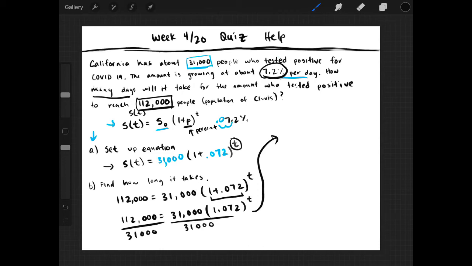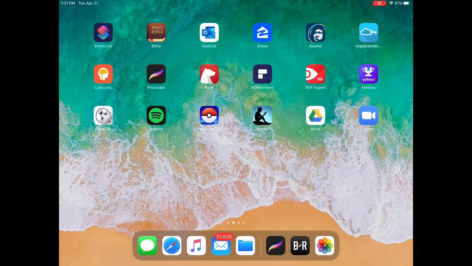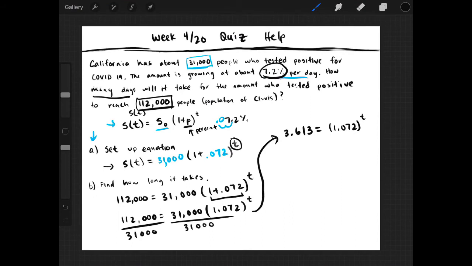That gives us 3.6129. Let's just go 3.613 equals 1.072 to the power of t. So we've gotten it to this point where we have it in exponential form. Now, just like we did in our other examples, we want to be able to work with this in logarithms. That's how we're going to be able to solve it. So we're going to convert this back into its log form, and it's not going to look pretty.